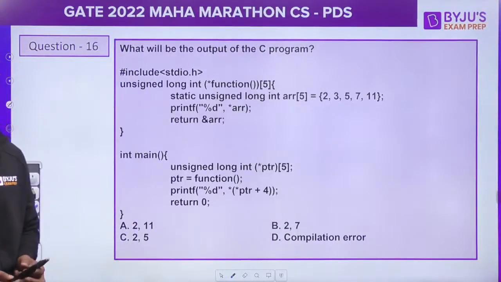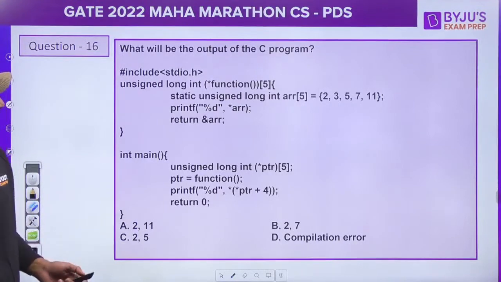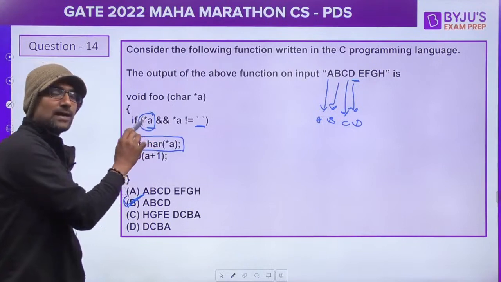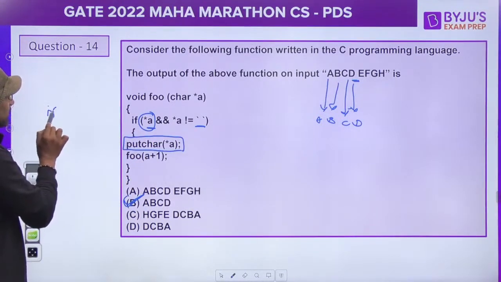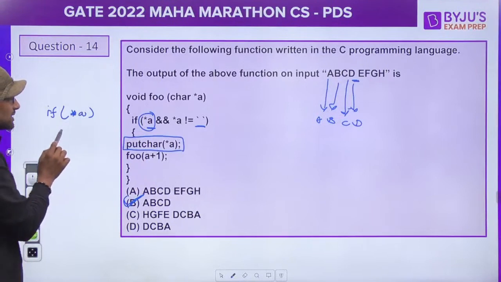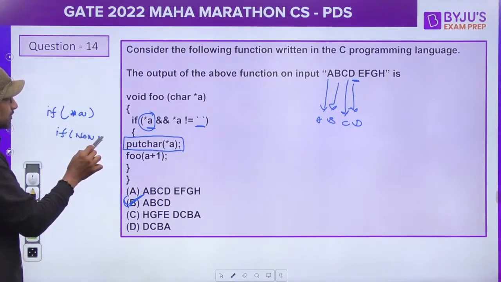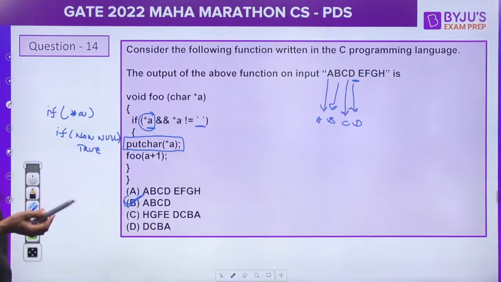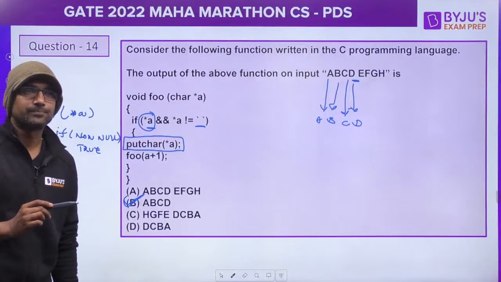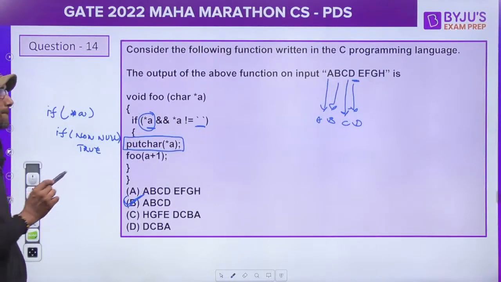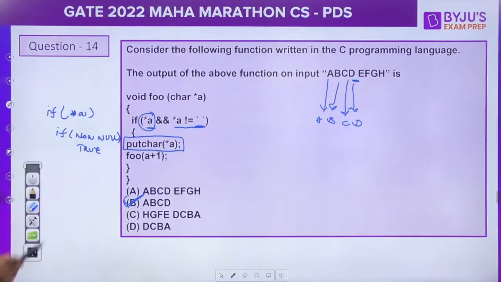Question number 14, the if statement, please explain. Rahul Raj, if the value at A, that is if of not A, means if it is a non-null character, this would be true. Otherwise, if it is null, it would be false. Right? Similarly, if the value is not equal to space, true. Otherwise, false.